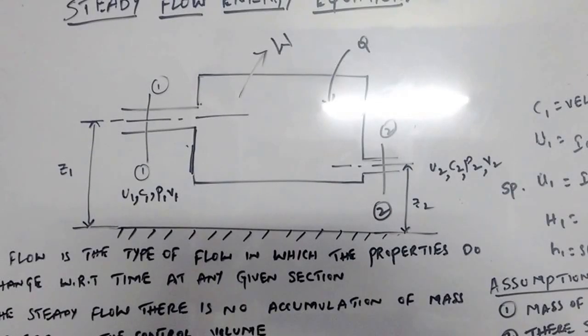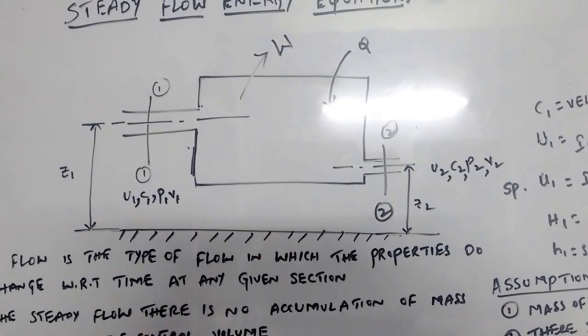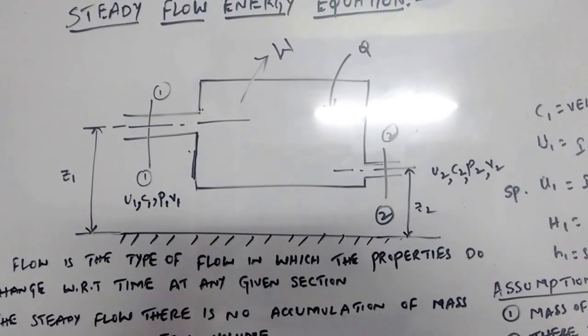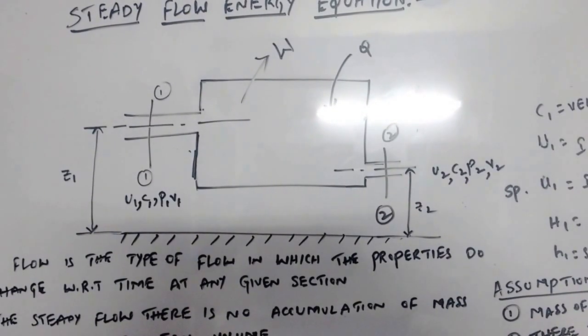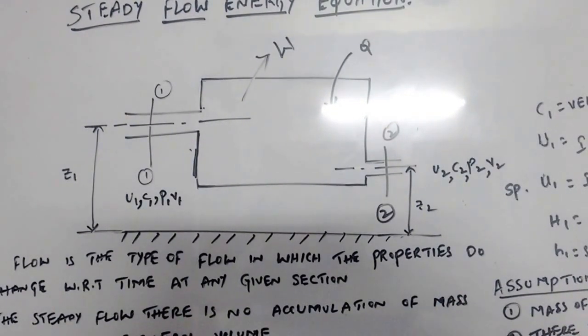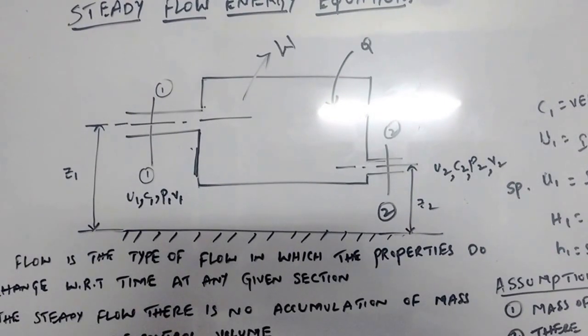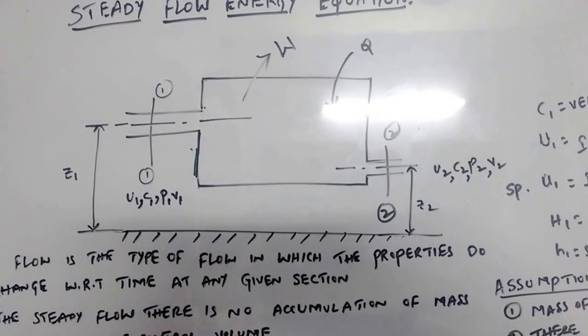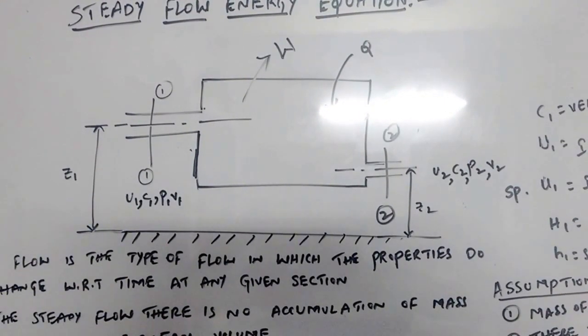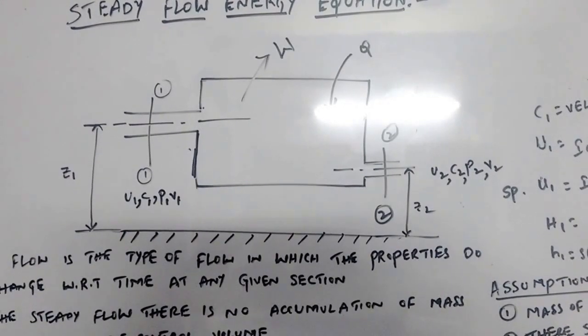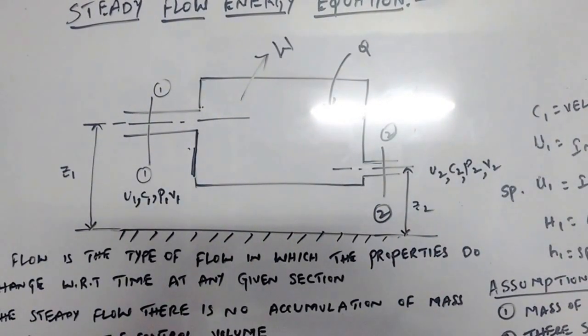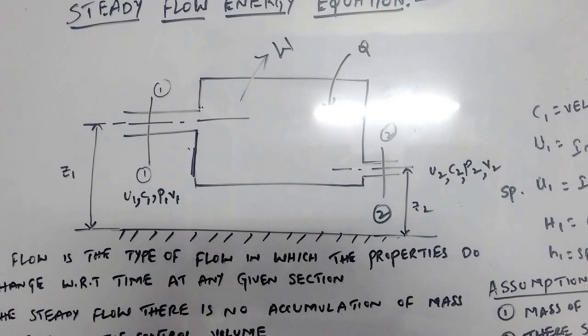Going to discuss a steady flow energy equation for an open system. An open system is a type of system in which both energy and mass cross the boundary at 1 and 2. Whereas in a closed system, mass won't cross the boundary, only energy crosses the boundary.